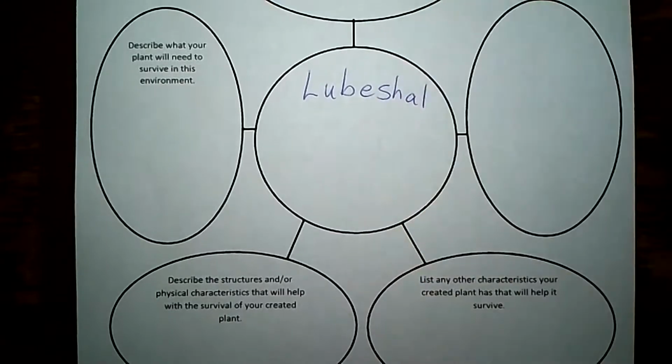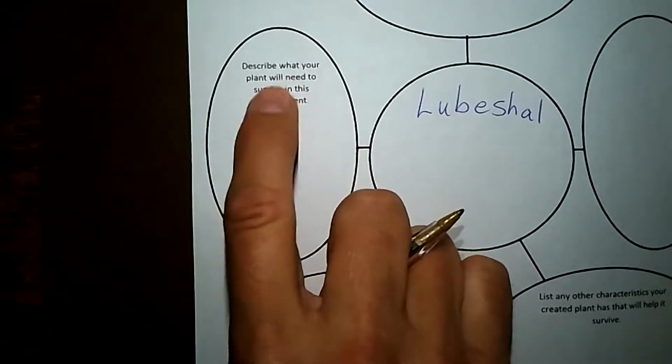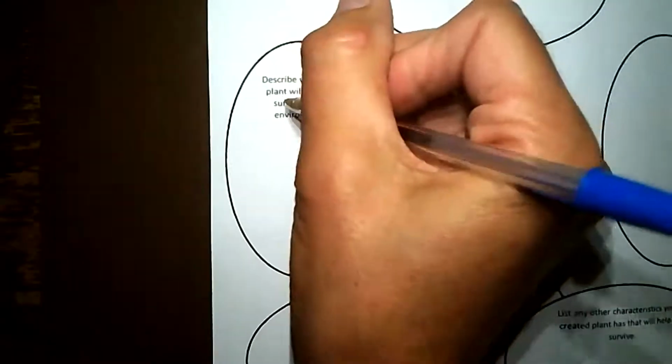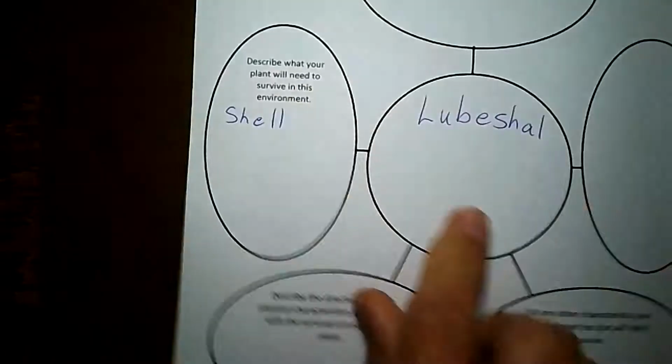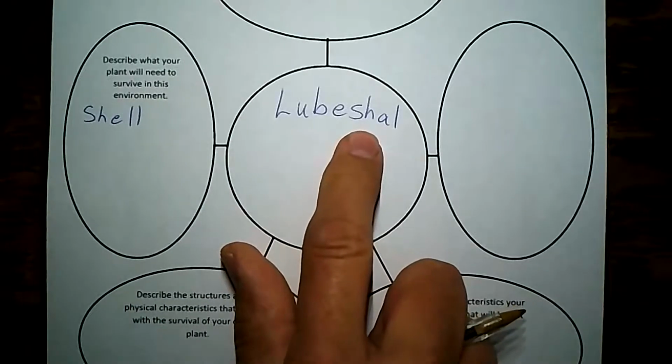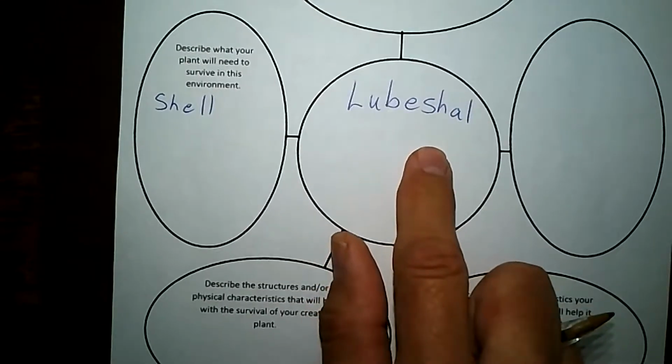Maybe the name of the plant could be called the lube shoal. The lube shoal, yes, because I want my plant to be able to survive in this. I want it to have a shell. So that's where the shell comes from. I changed the spelling. You know why? Because I created it. I get to do it how I want to, okay?